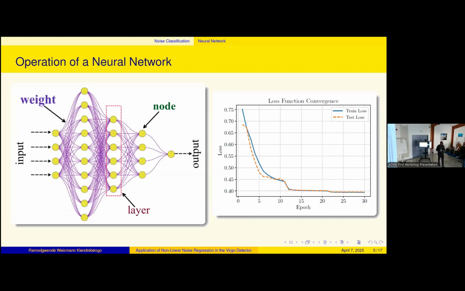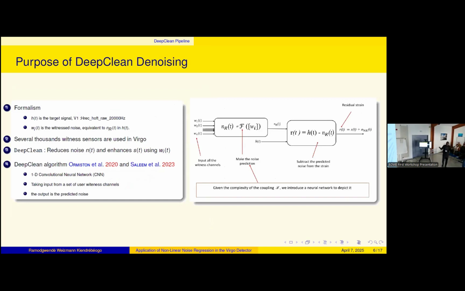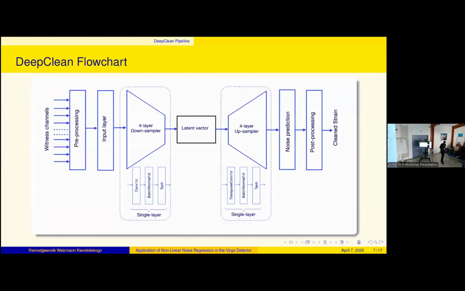A typical neural network is like that. In input, we have the initial parameters combined with some weights through layers and nodes, and we output the prediction. And we have the convergence of the loss function, which evaluates how well the model is learning during the training. In short, DeepClean helps to reveal the gravitational wave signal by learning and removing what does not belong.